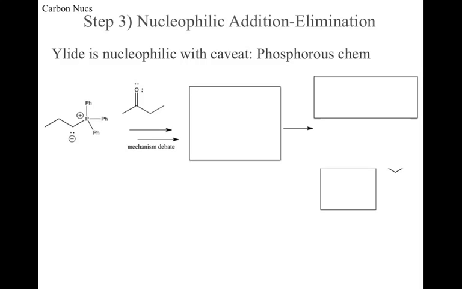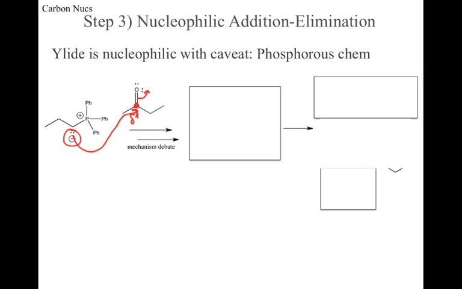But ultimately, one thing we can all agree on is that that negative carbon interacts with the positive electrophilic carbon of our carbonyl. So this partially positive carbon interacts with our negatively charged ylide. That goes through and attacks that position, which then, of course, breaks open the oxygen. So our oxygen then becomes negatively charged.